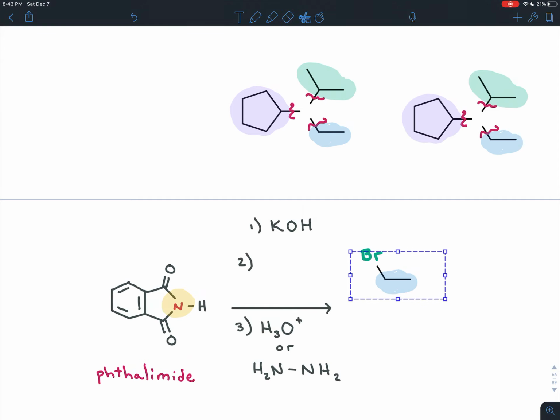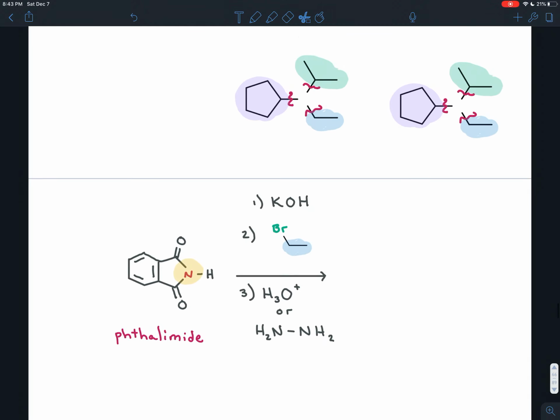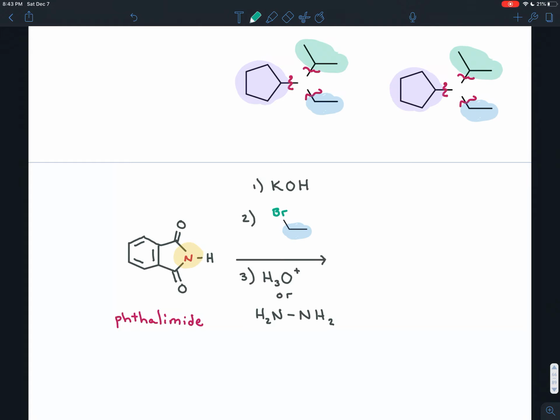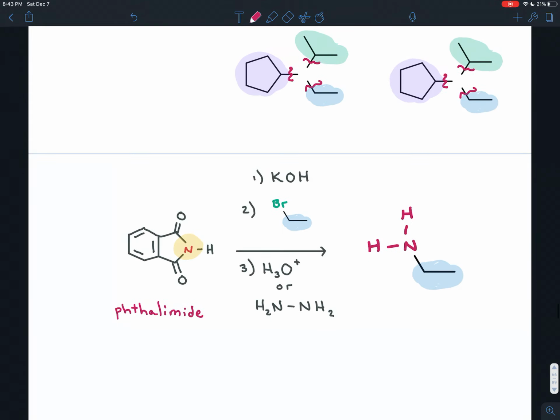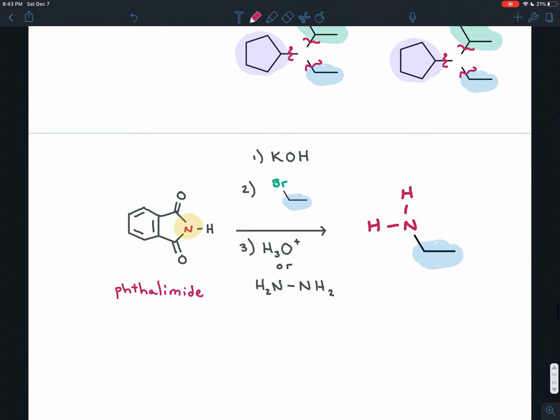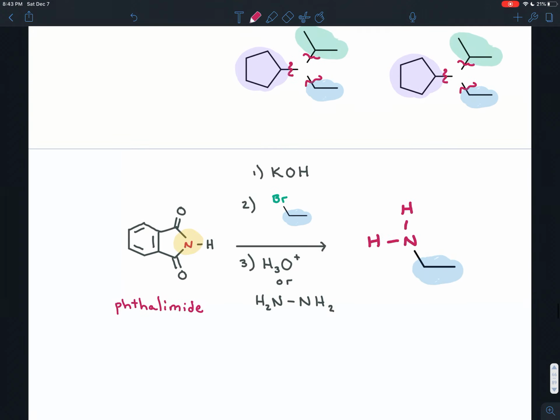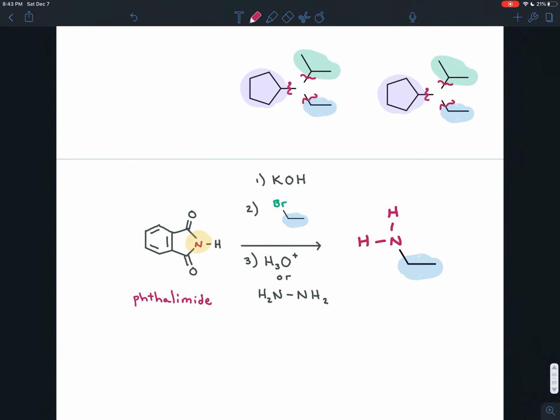We want it to be the least crowded one because the Gabriel synthesis is an SN2 reaction. And the least crowded it is, the more efficiently the nucleophile can swoop in and kick the leaving group off. The overall effect of the Gabriel synthesis is that we take whatever alkyl halide we have and we replace the halogen with a nitrogen, the nitrogen from phthalimide. And so we form a primary amine. The amine is only bonded to 1 carbon, so it's a primary amine.